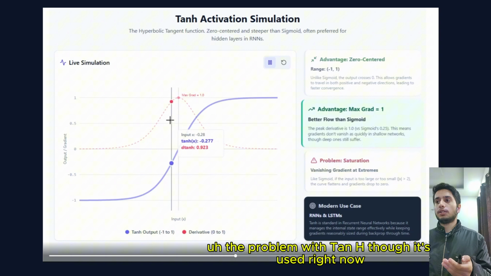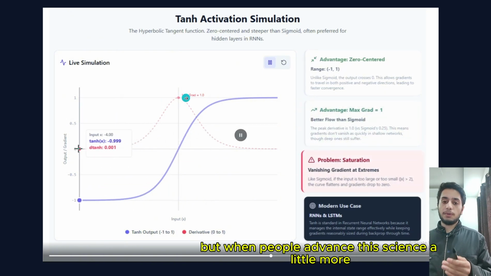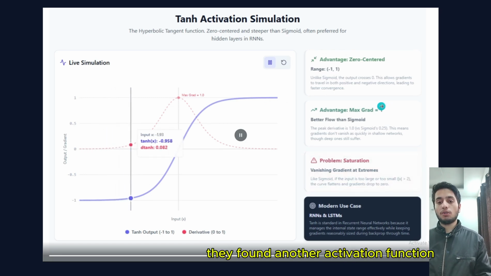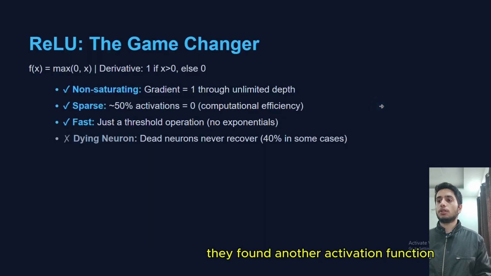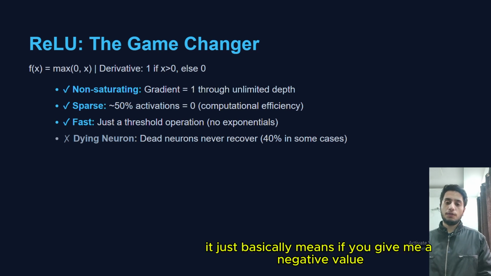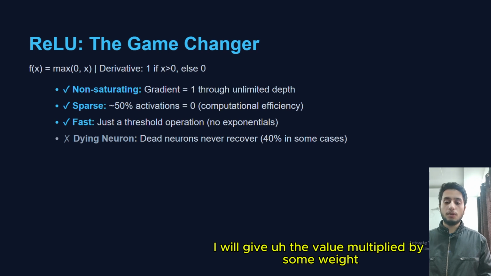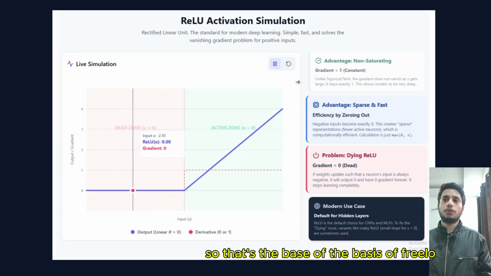Still, there is a problem with Tanh, though it's still used right now. When people advanced this science a little more, in 2012, they found another activation function that is very widely used nowadays, called ReLU. ReLU is the rectified linear unit, which basically means if you give me a negative value, I will give you 0, but if you give me a positive value, I will give you the value multiplied by some weight. So that's the basis of ReLU.